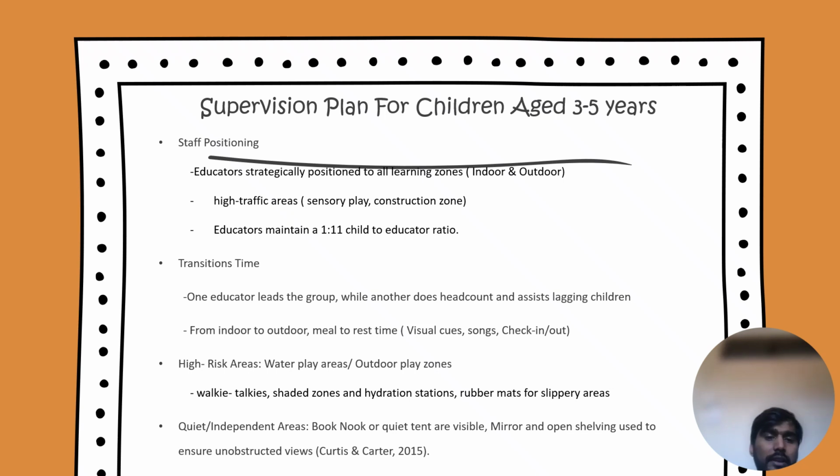High risk areas such as the water play area and outdoor play zones: walkie-talkies are given to the educators so that they can connect to each other. Shaded zone and hydration station. Rubber mats for slippery areas. Quiet and independent areas like the book nook are visible. Mirrors and open shelving are used to ensure an unobstructed view.